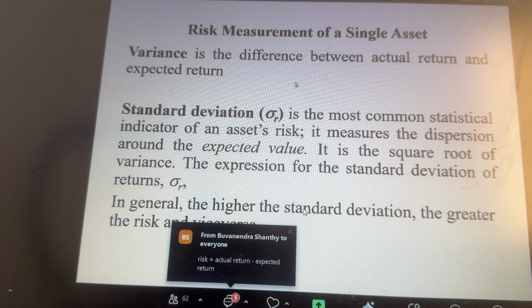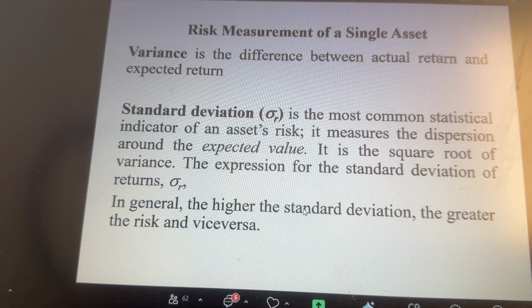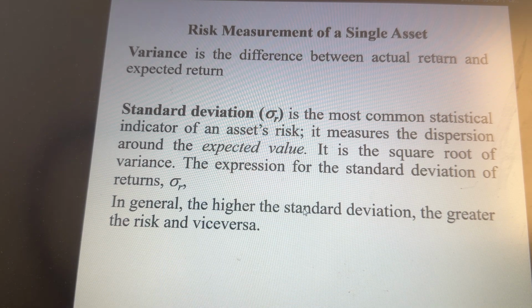Right? So you can see I typed it in the chat box. That is also risk: how much difference exists between what you actually received and what you expected. Why does that difference happen? Due to the risk, the uncertainty. That is also actually risk. So that is what we measure here. We are measuring how much uncertainty or difference there is between the expected and the actual.